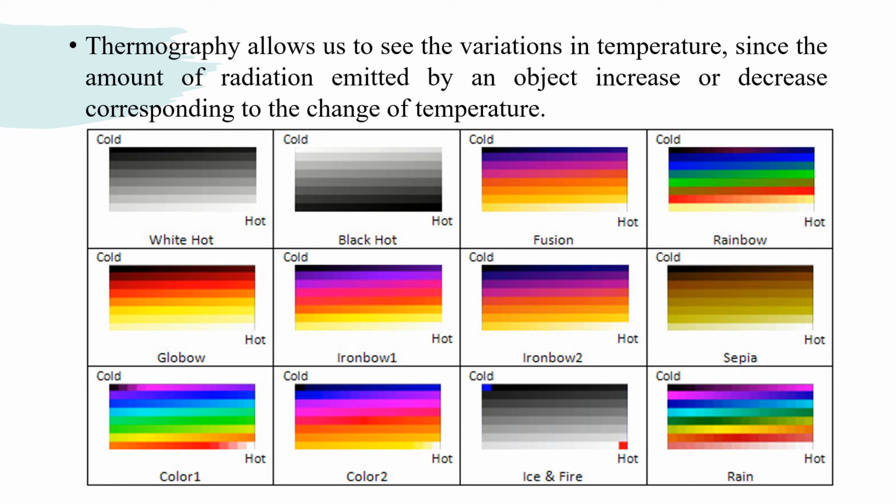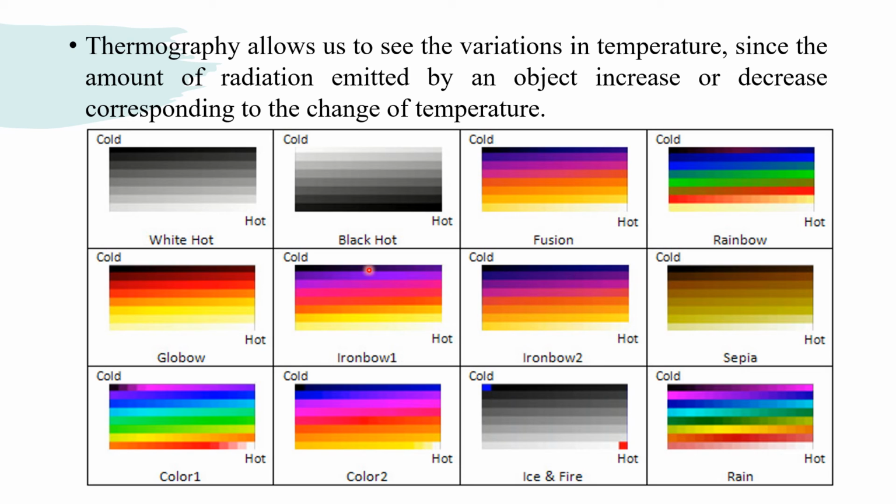Now, thermography allows us to see the variation in temperature, since the amount of radiation emitted by an object increases or decreases corresponding to the change of its temperature.